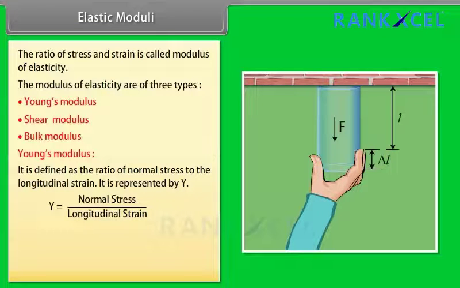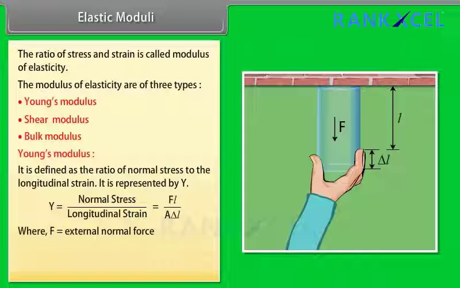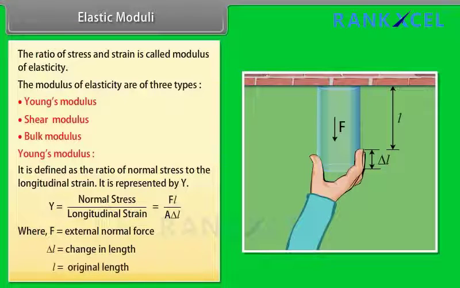Y is equal to normal stress upon longitudinal strain, which is equal to F into L divided by A into delta L, where F is equal to external normal force, delta L is equal to change in length, L is equal to original length.